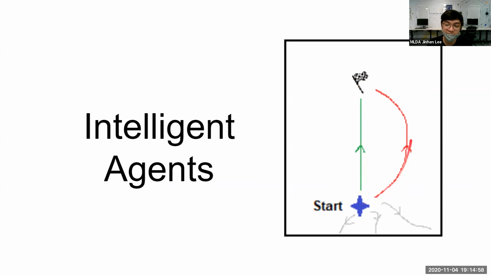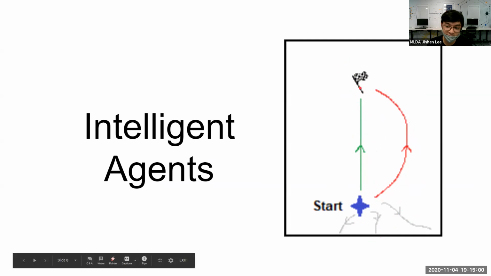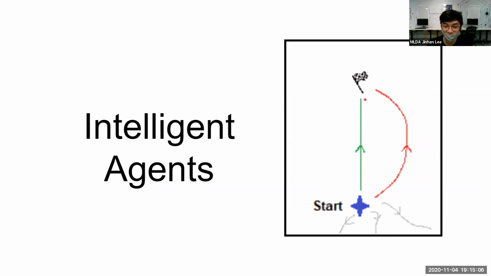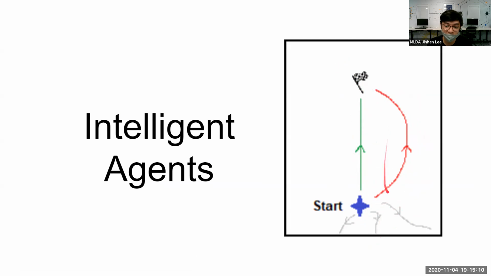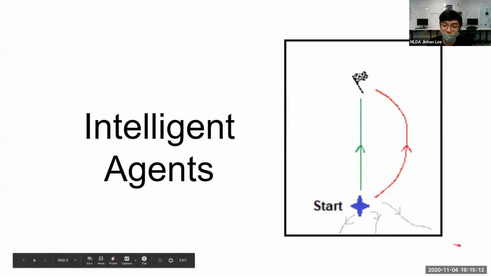If you go the red route, you still reach your destination, but you might not take the shortest path, so it might take a longer time. It might not be the optimal solution that we use. Or it might not even end up at the final destination. It might go off path and hit the wall instead.